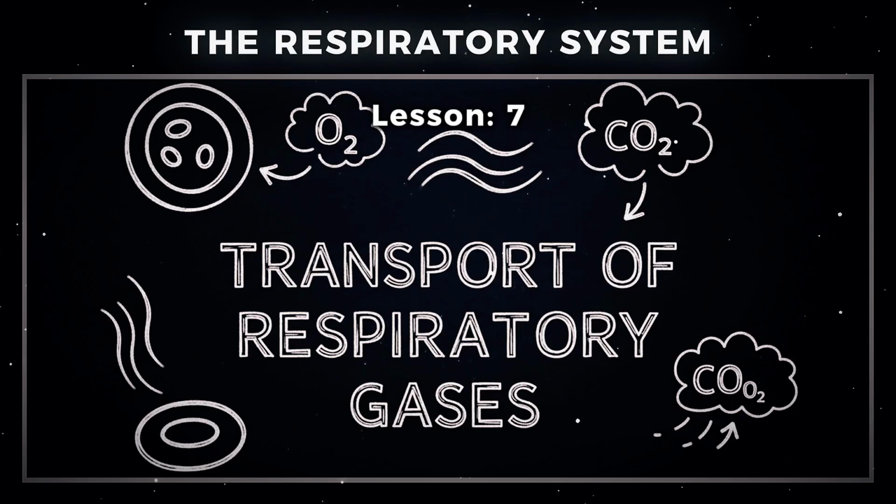So the waste gas from your cells is actually recycled into a protective shield that keeps your blood from becoming too acidic. When the blood finally returns to the lungs, the whole process runs in reverse. The bicarbonate turns back into CO2, which then diffuses out into the alveoli to be breathed away.